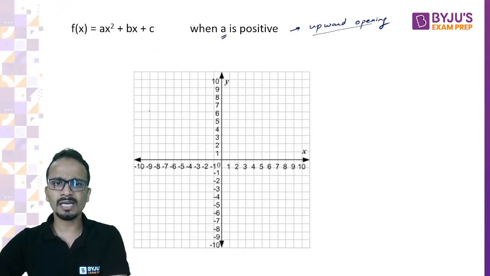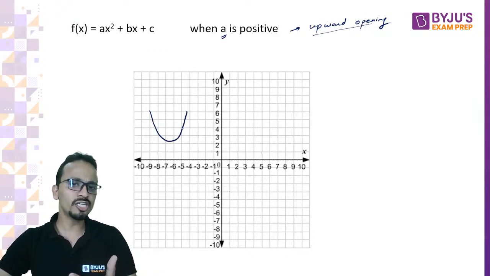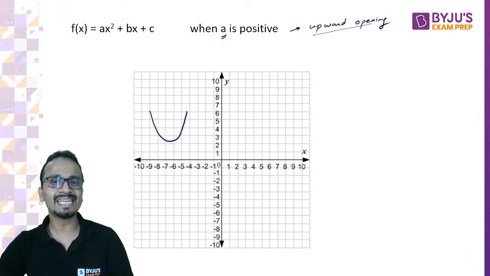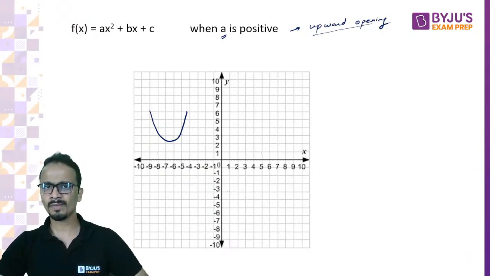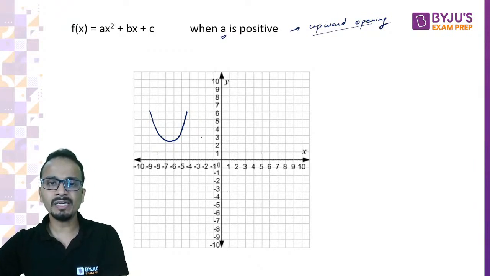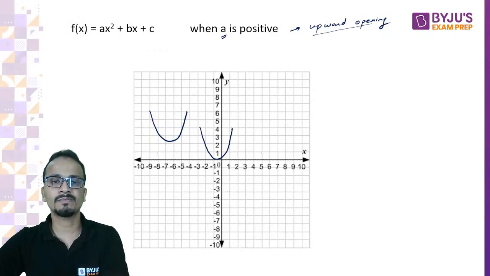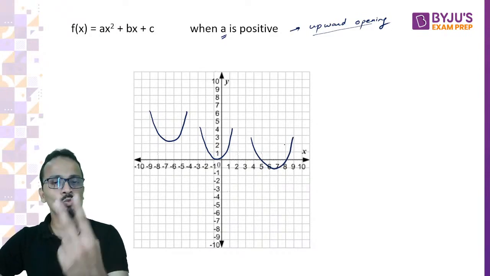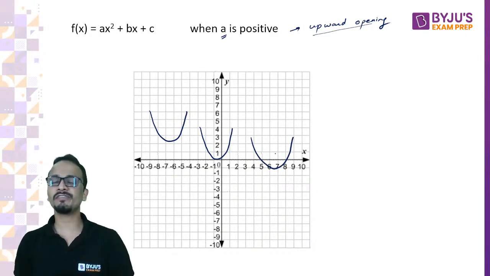Number one, it is completely above the x-axis. That means it is not touching or intersecting the x-axis. Second case can be, it may be touching the x-axis like this. And the third case can be, it may be intersecting the x-axis at 2 points. So these are three different cases.